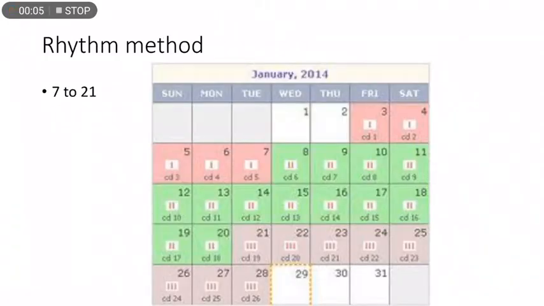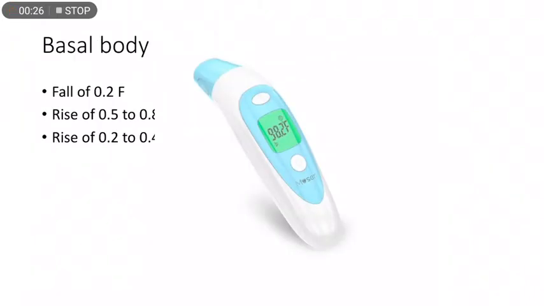Well, moving on to the rhythm method. Rhythm method indicates the duration where the female is fertile. So 7 to 21 days she will be fertile. The rest of the days she would be infertile. It is not a hard and fast rule, but it could be reliable to some extent.